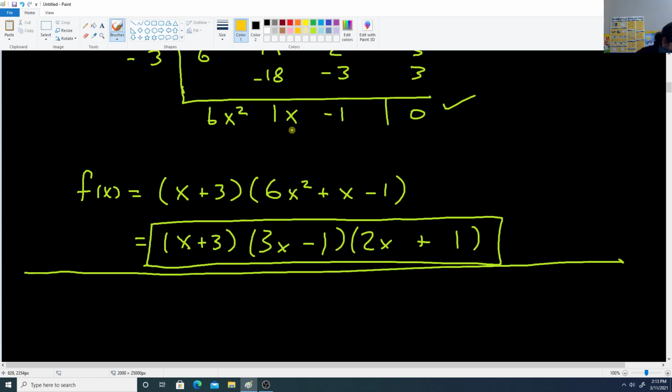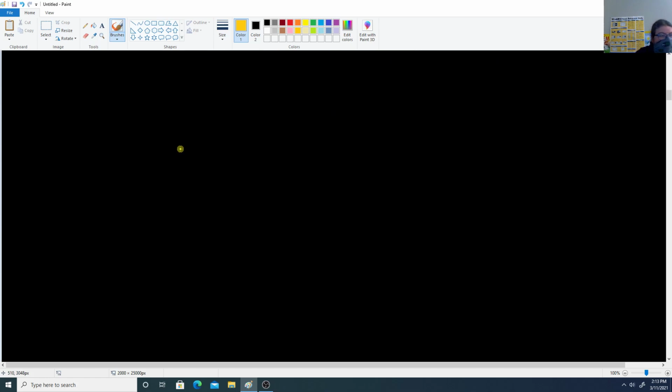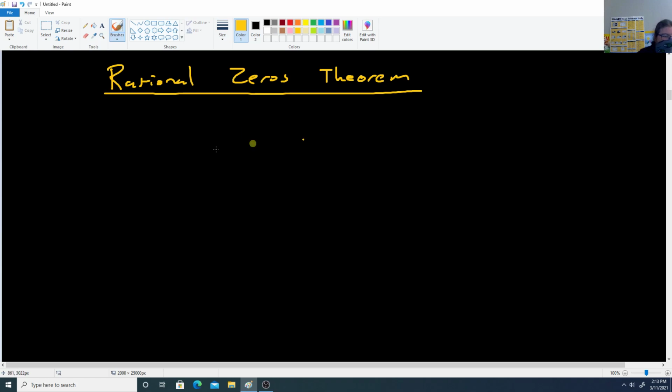Okay, so next we want to write out the rational zeros theorem, and then we're going to do an example that uses it. And then we've got a couple other examples to talk about from this section. So for the rational zeros theorem, we're going to write this out. This is going to look kind of weird, and then we'll show you how to use it.